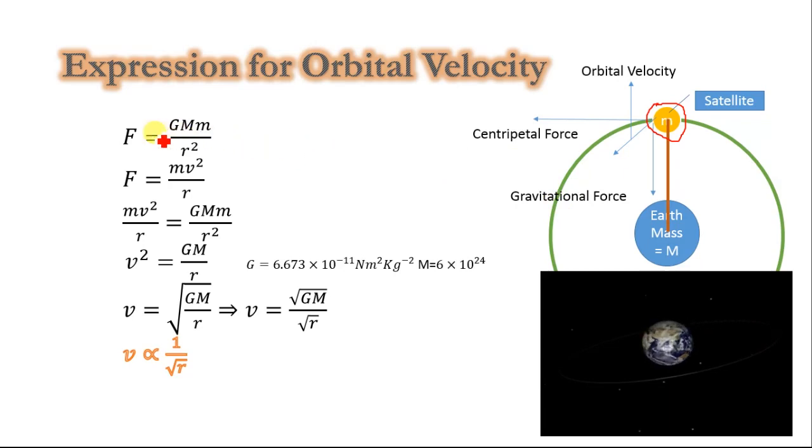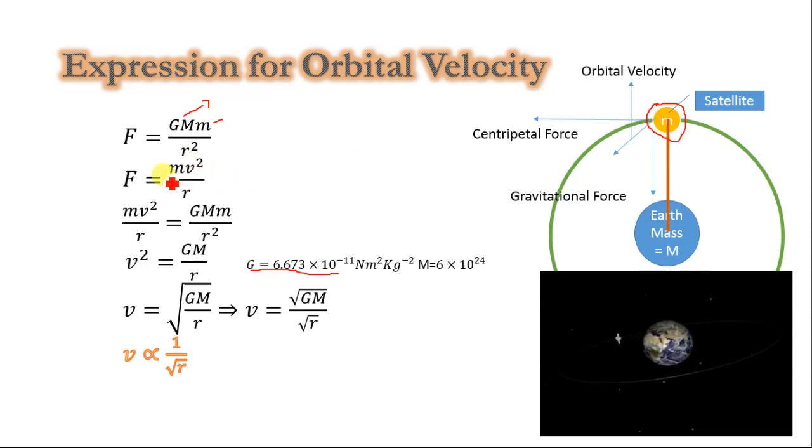So according to the gravitational law, we know that the force F is equal to G m1 m2 divided by r square. Here G is the gravitational constant, and its value is 6.673 multiplied by 10 raised to the power minus 11 newton meter square per kilogram square, where m is the mass of the satellite, and r square is the distance of separation between the satellite and the Earth.